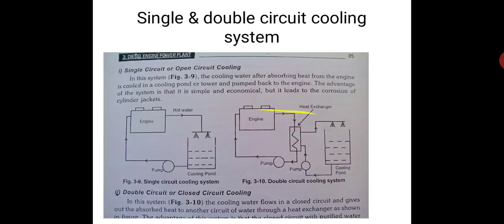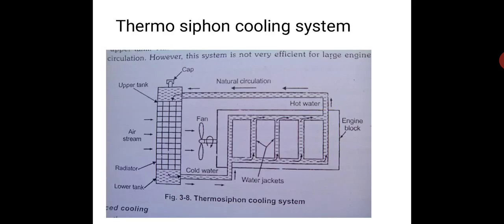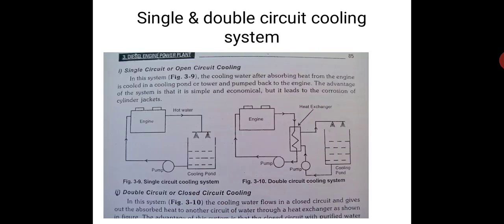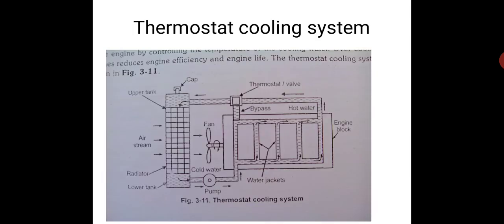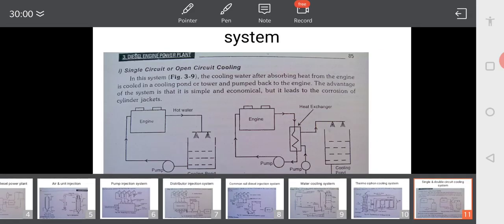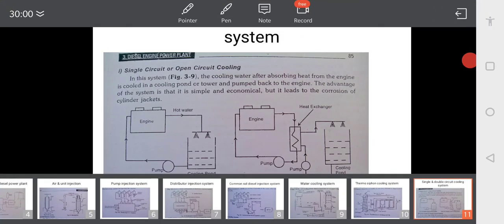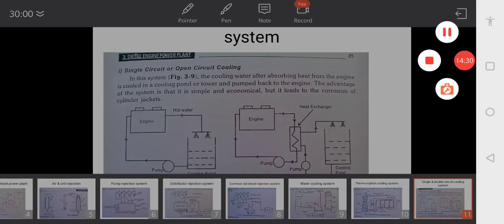So we have seen the water cooling system along with the cooling tower. Then we have seen the thermosiphon cooling system. We have also seen the thermostat cooling system, and finally we have seen the single and double circuit cooling system. In our next discussion we will see the lubrication system.